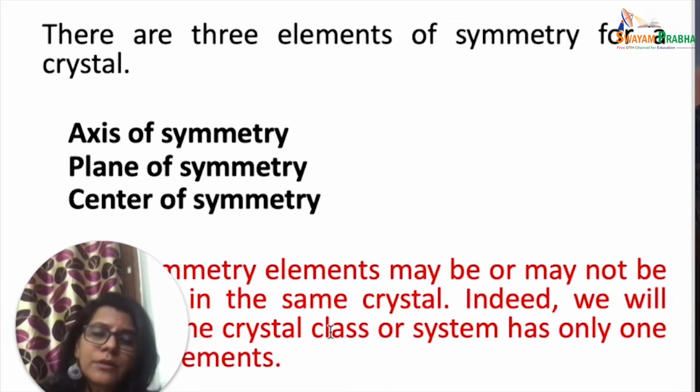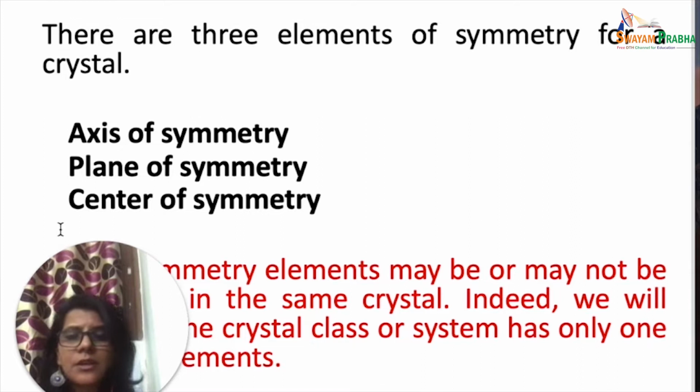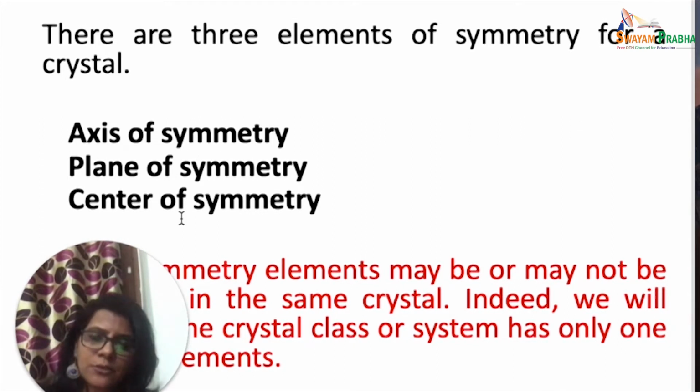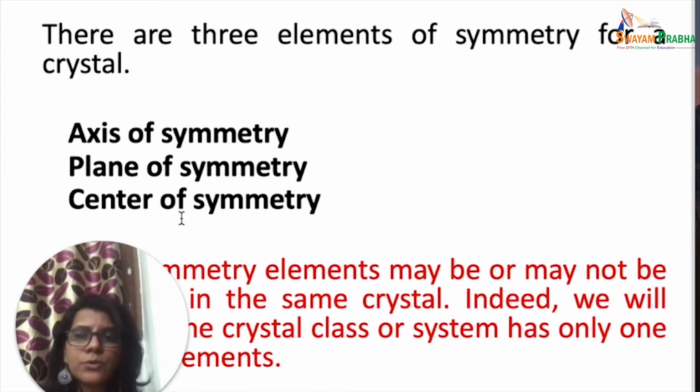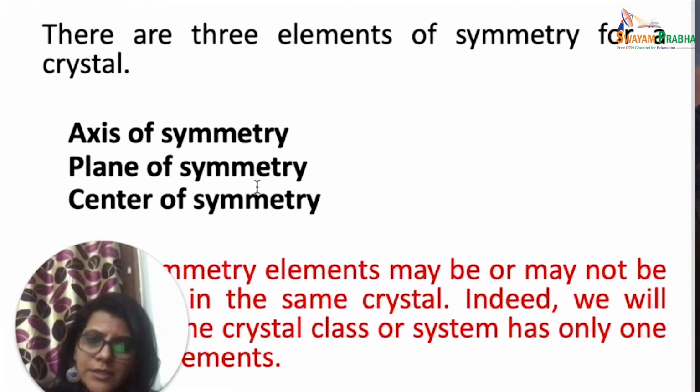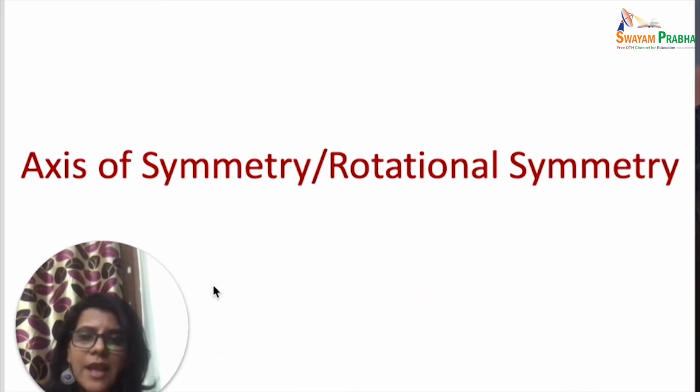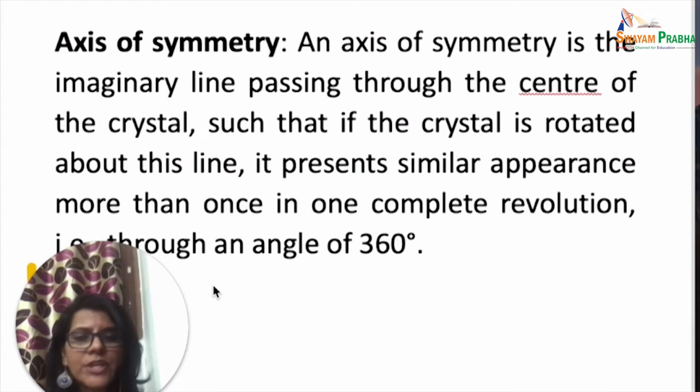Now look at the three elements of symmetry which are there in the crystal. One is the axis of symmetry, another is the plane of symmetry, and the third is the center of symmetry. Although we are also going to talk about the rotation-reflection symmetry, the roto-inversion, these are the three elements of symmetry which are there in the crystal. Now let's take a look at the axis of symmetry, or the rotational symmetry.